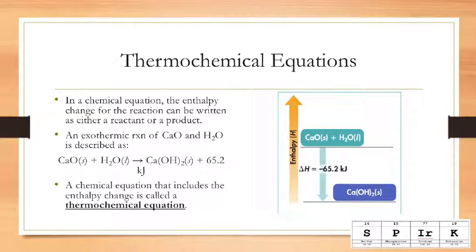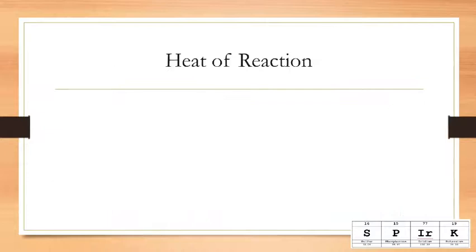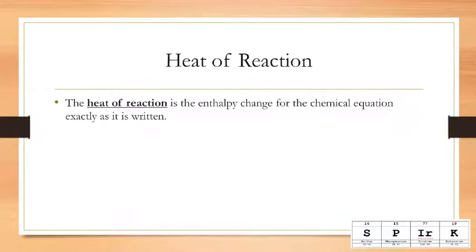Notice that the energy, or the 65 kilojoules, is a product, so that must mean that this is an exothermic reaction, because heat is a product, heat is given off. The heat of reaction is the enthalpy change for the chemical equation exactly as it is written. Heats of reaction are reported as delta H.